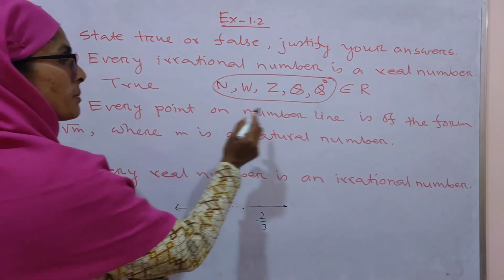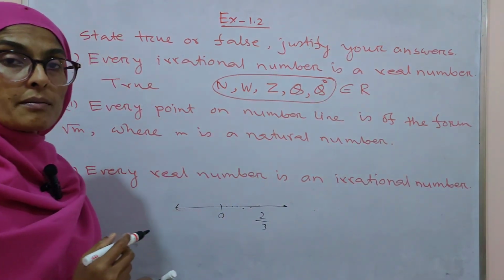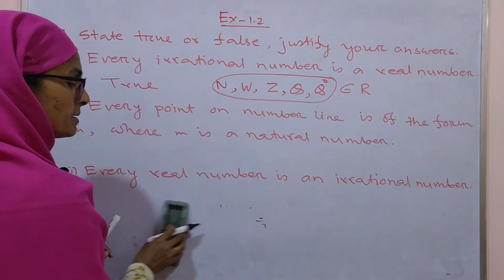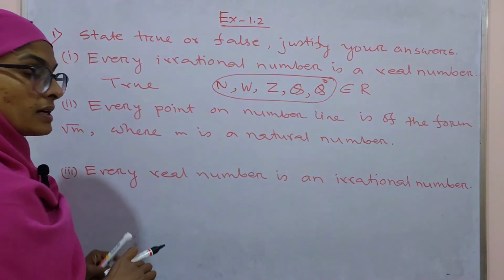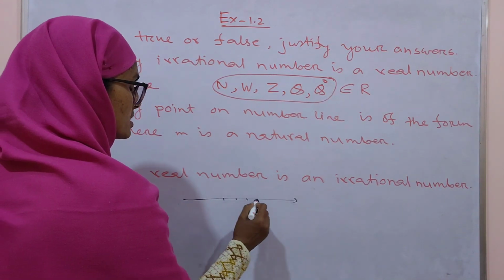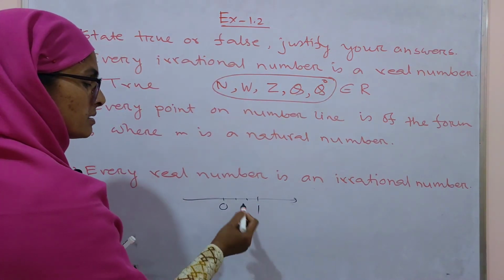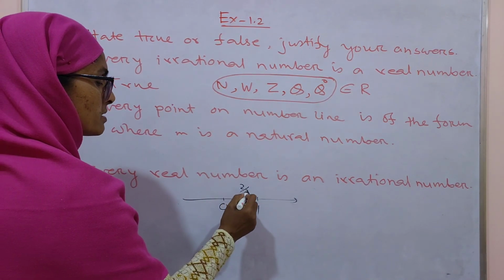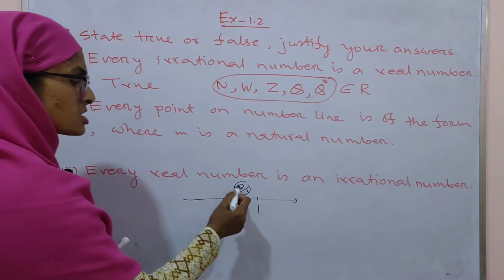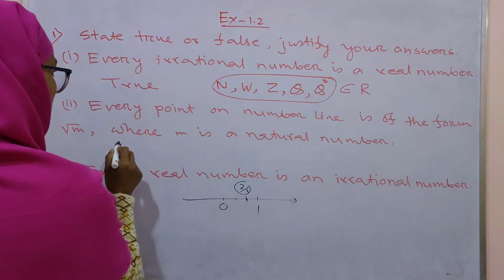Every point on the number line is of the form root m, where m is a natural number. In the number line there are infinitely many points. This is 0, say this is 1, and this part is 2 by 3. So this point is also on the number line, but it is not a natural number. So this one is false.